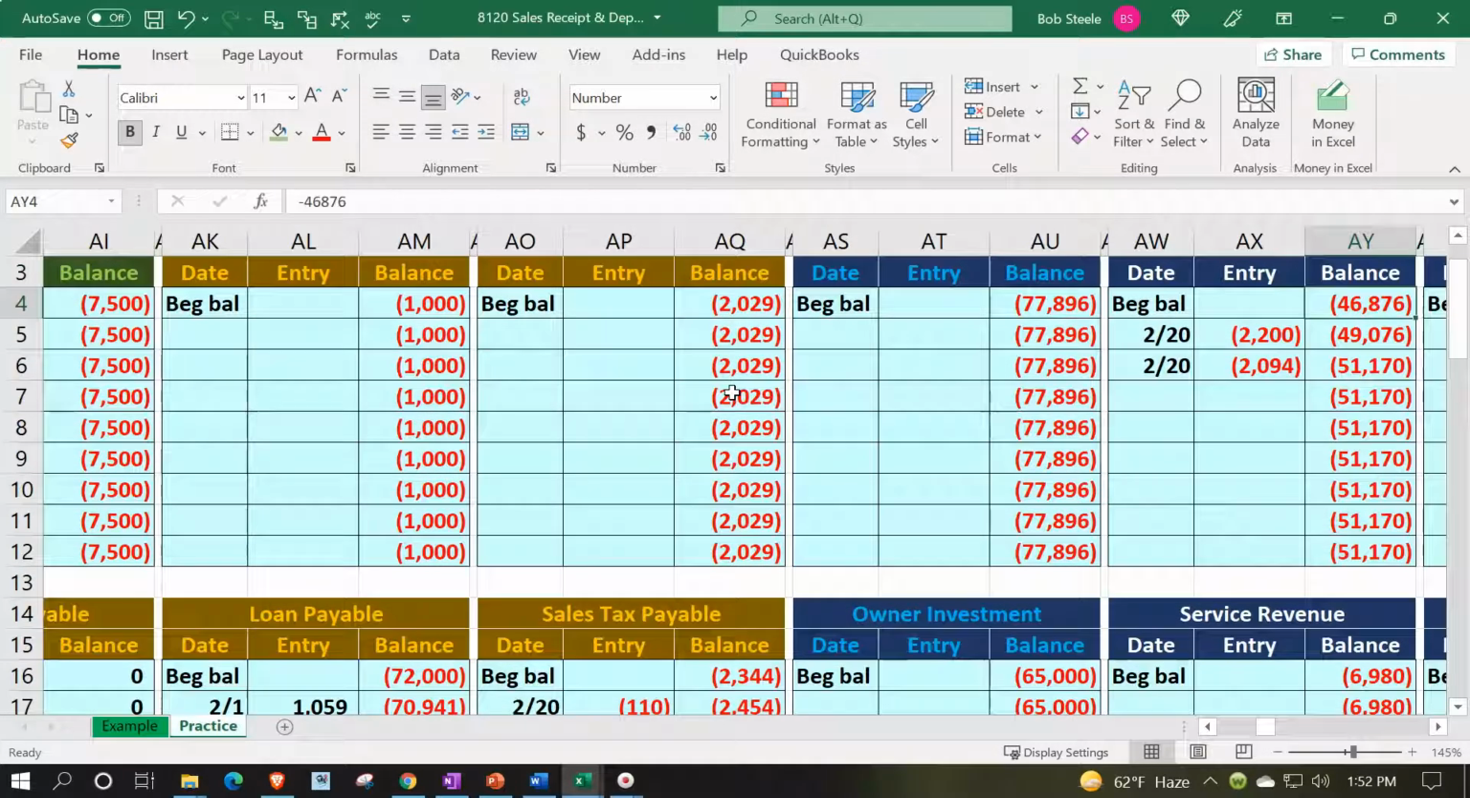So there we have the 4687 up by the 2200 and the 2094, giving us the 51170.